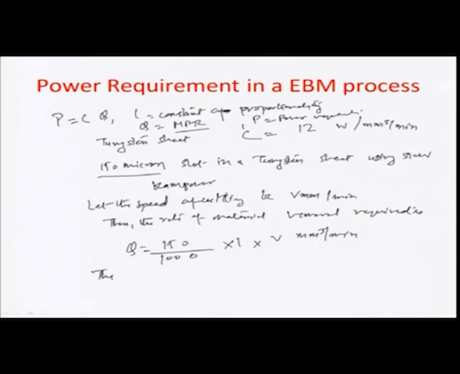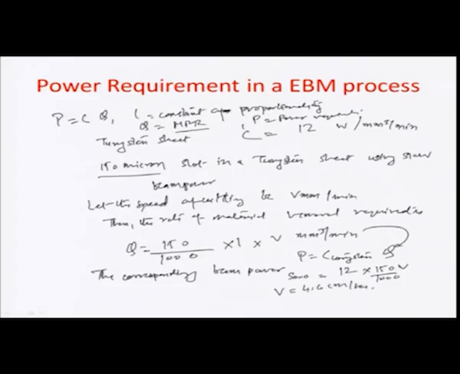The corresponding beam power is given by P equals C tungsten times of the material removal rate Q being estimated above here, and if we assume this power to be 5000 watts as is the case given in the question, and the C tungsten to be about close to 12 times of this 150 by 1000 V, we obtain a velocity V of 4.6 centimeter per second.